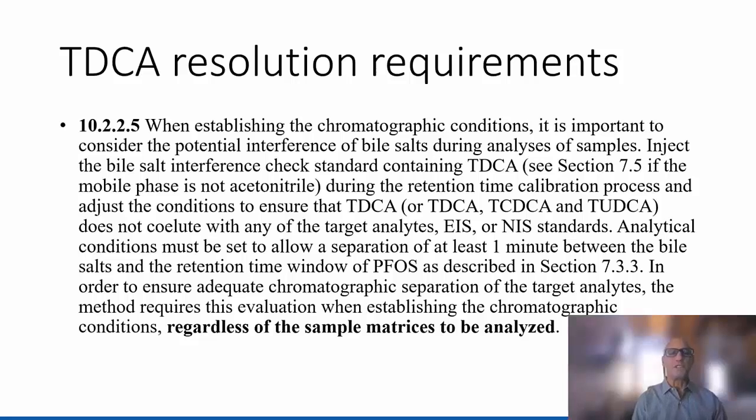Besides changes to the sample prep, 1633 also introduces an additional requirement of a minimum resolution between PFOS and the bile acid TDCA. TDCA and PFOS both share a primary daughter ion of m/z 80, and the presence of TDCA can lead to low bias for PFOS quantitation. As a result, 1633 requires that chromatographic conditions be developed to create a minimum resolution of 1 between TDCA and the branched and linear isomer window for PFOS.